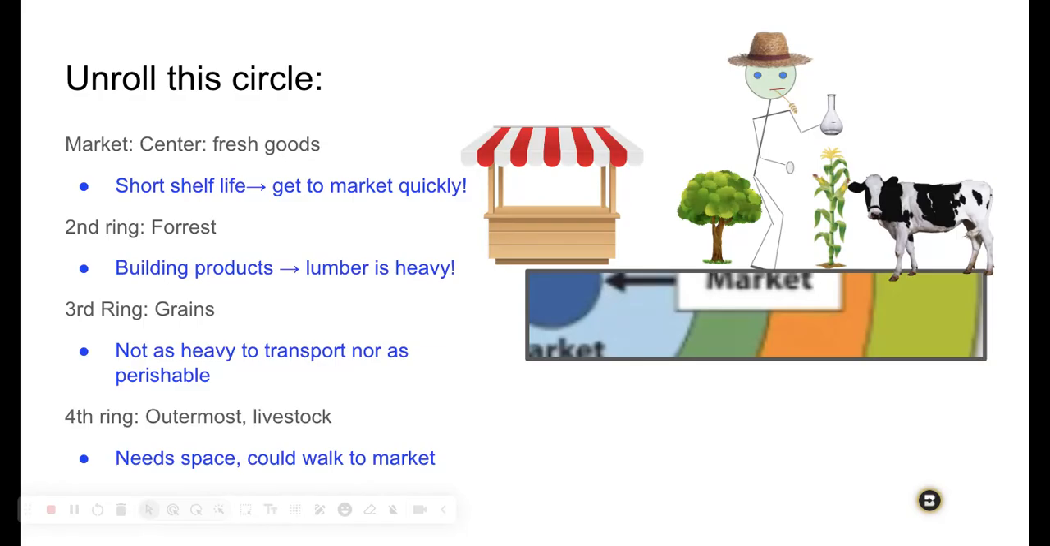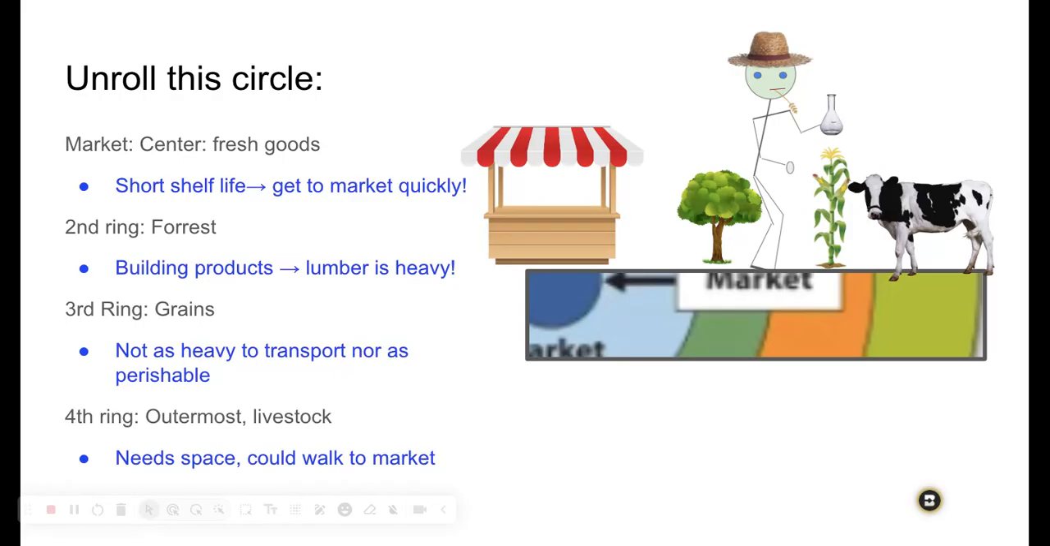Then you have your third ring. You're going to have your grains. There's our farmer with our inaccurate corn stalk. Now think about it: wheat, oats, corn, whatever. The grains are not going to be as heavy as lumber. They're also not as perishable as things like fruits and vegetables. So it's not as heavy to transport, and it's not as perishable. It can travel a bit further distance.